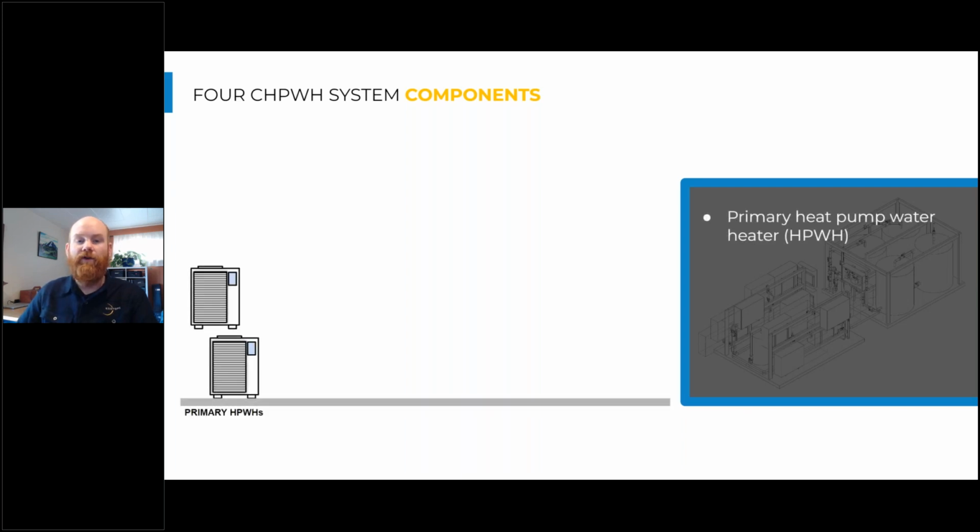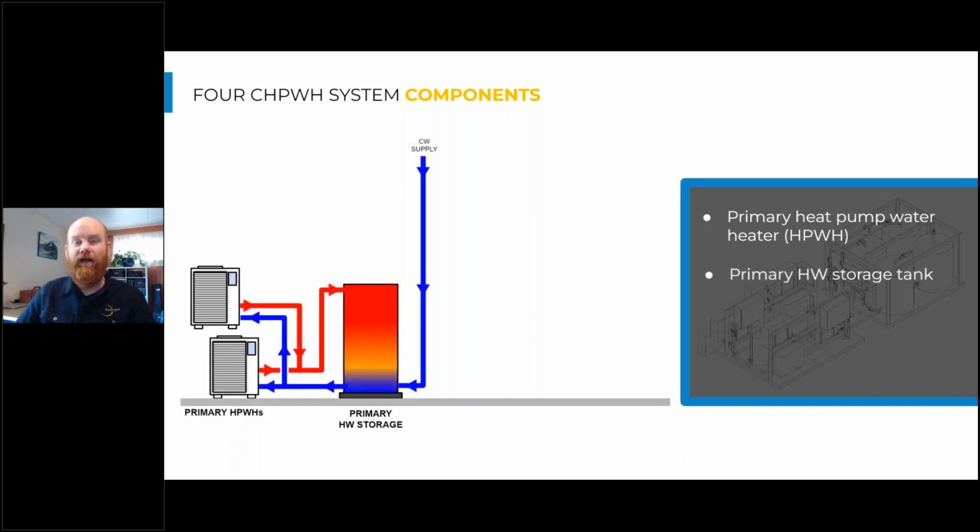And so the primary or the number 1 component that we always start with is the primary heat pump water heater, right? This is the focus typically of the system, the main piece, the engine in the car. The primary heat pump water heater is actively moving heat into water, and typically it's storing it in a primary hot water storage tank. And so after we've moved heat from air with an air source heat pump, we're going to dump that heat into water for a domestic application.